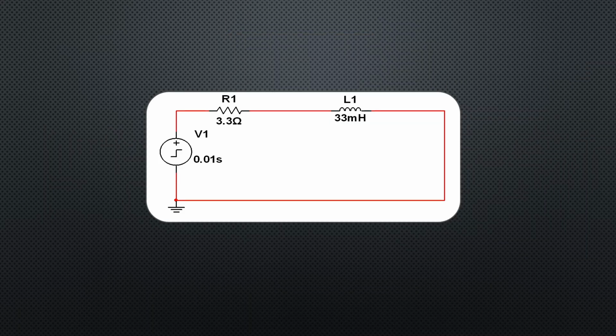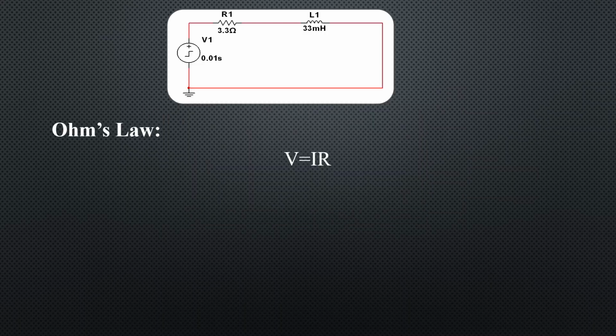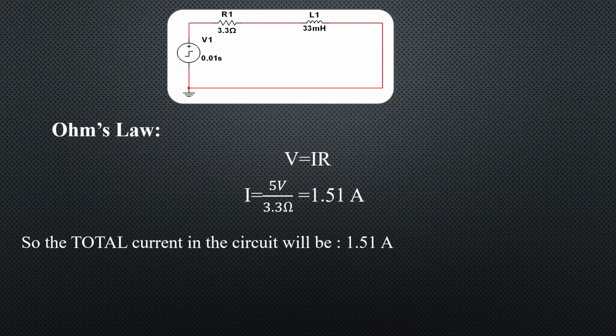Okay, so here we have a circuit, and you can see that we have a resistance of 3.3 ohms and an inductor of 33 millihenry. We can calculate the current in the circuit by simple Ohm's law. V is equal to IR, and with the initial voltage of 5 volts, the current will be 1.51 ampere. This is the total current in the circuit.